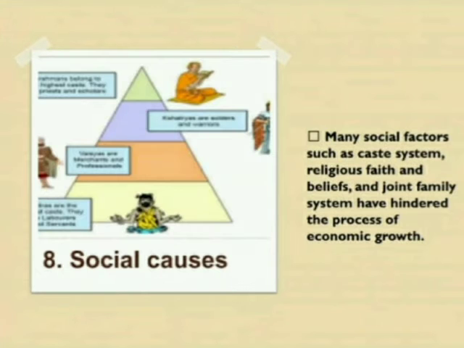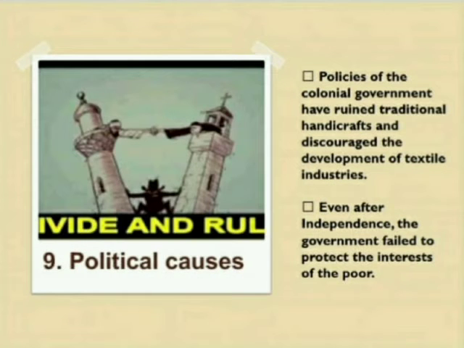Social causes. Many social factors such as the caste system, religious faiths and beliefs and the joint family system have hindered the process of economic growth. Political causes. Policies of the colonial government have ruined traditional handicrafts and discouraged the development of textile industries. Even after independence, the government failed to protect the interest of the poor.